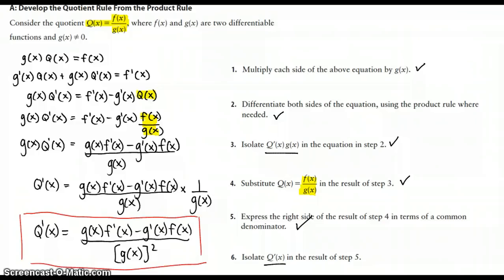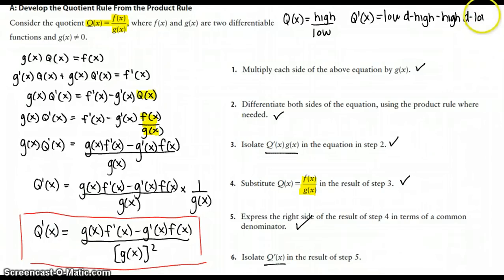Now there's an interesting way of memorizing the quotient rule that I've seen some people use. If you think of q of x as a function of high divided by low, then I've seen people memorize q prime of x by saying low d high minus high d low divided by low low.